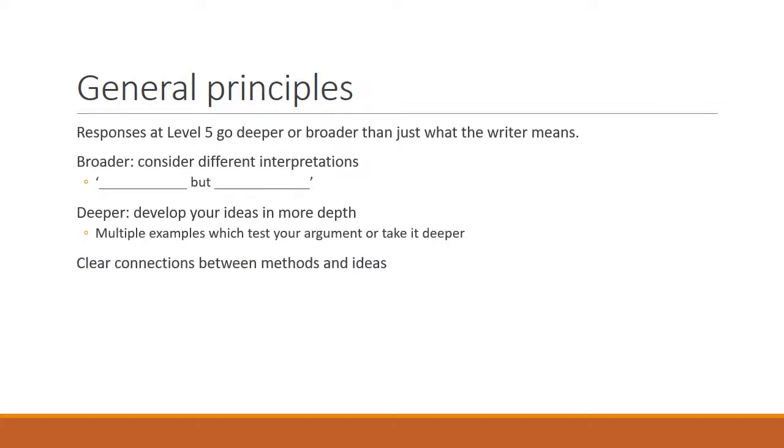Now, the other principle of a level 5 is that you should always have clear connections between methods and ideas. The two go alongside each other. What a writer does and what a writer is trying to achieve. The techniques they use and the big ideas that go alongside them. They go together. One produces the other, and the other is produced by the first.